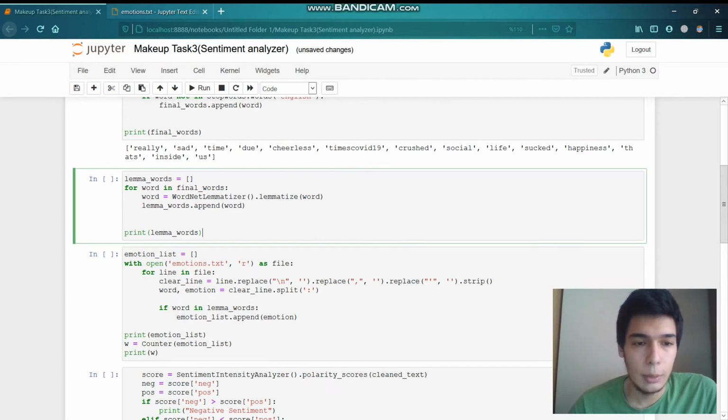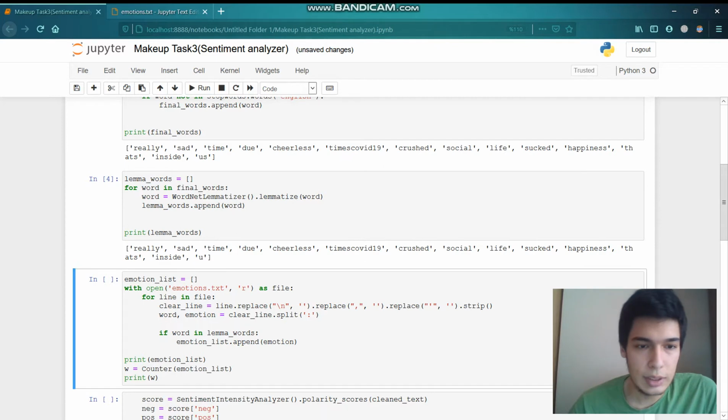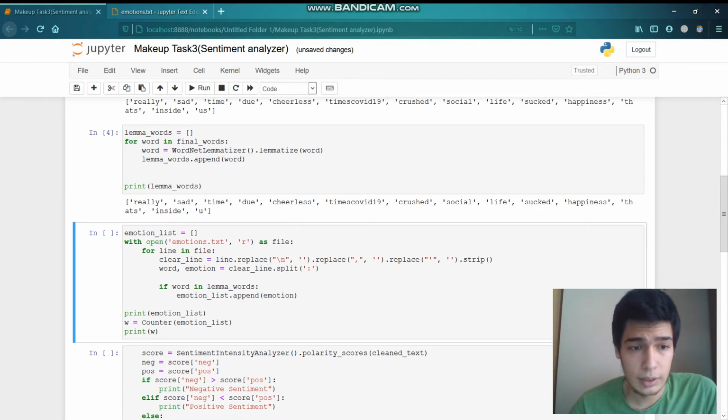Then I lemmatized this text. Lemmatizing basically means removing the additions of some word, so it shows us the word's most basic version. These are the lemmatized words.